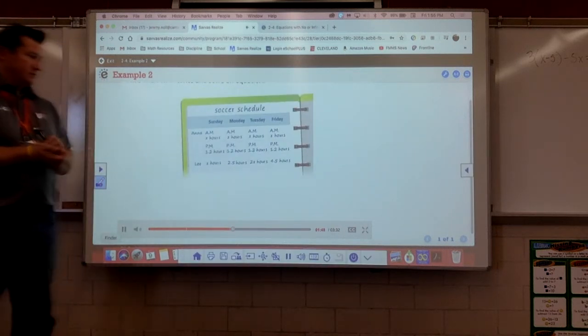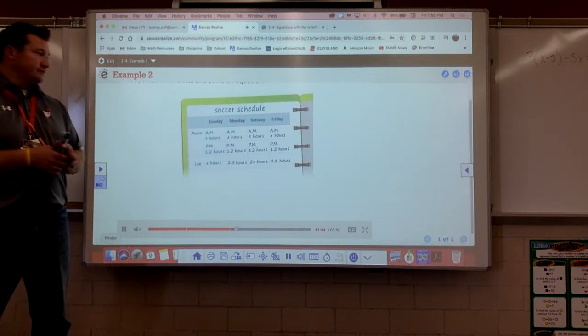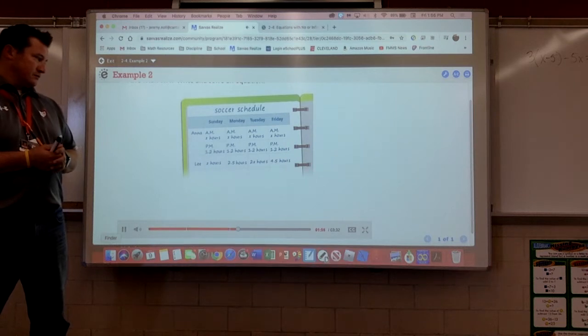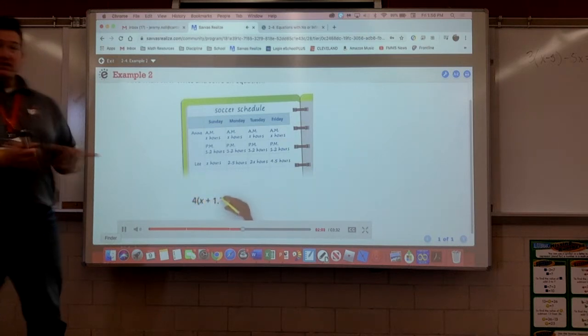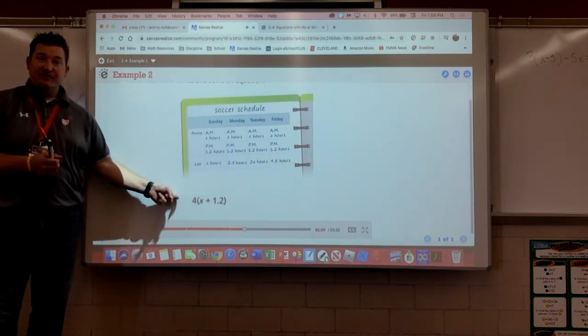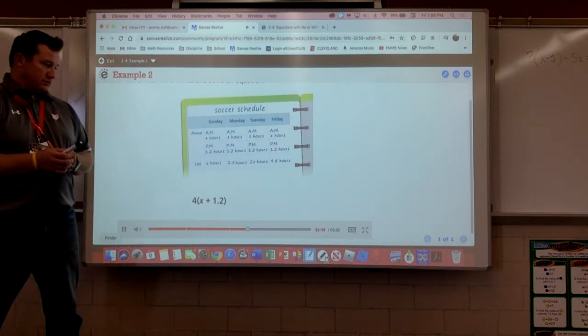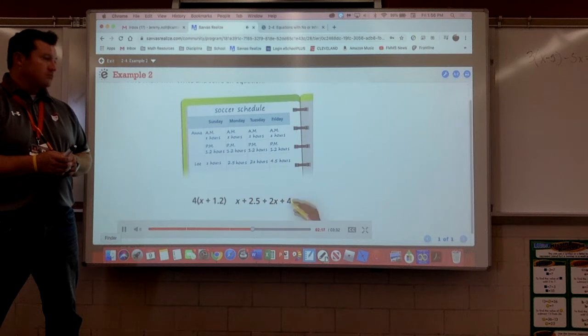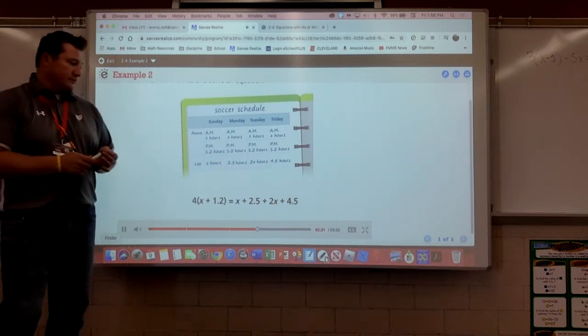Another way to find x is to write and solve an equation. This is what we've been doing. Anna plays soccer x hours, plus 1 2/10 hours, each day for 4 days. Yep. For a total of 4 times the quantity x plus 1 2/10. Distributive property. We just did this. Lee plays soccer x hours, 2 5/10 hours, 2x hours, and 4 5/10 hours. His total soccer time is the sum of these terms. The two expressions are equal, right, because Anna and Lee play the same amount of soccer during the week.